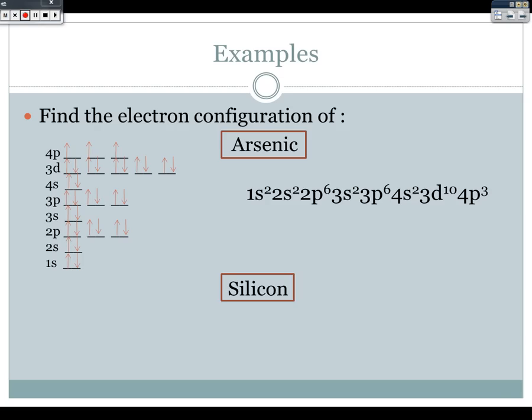What about silicon? Go ahead and take a pause and find silicon. So silicon has an atomic number of 14, which means there's 14 electrons to take care of. So filling those all in looks like that. And to write the electron configuration, I would say it has a 1s2, 2s2, 2p6, 3s2, and a 3p2.